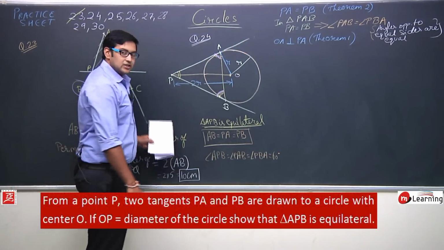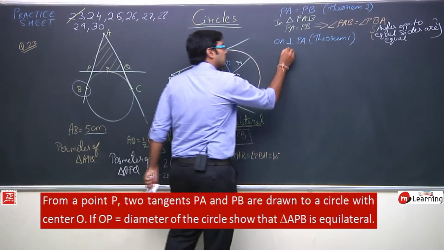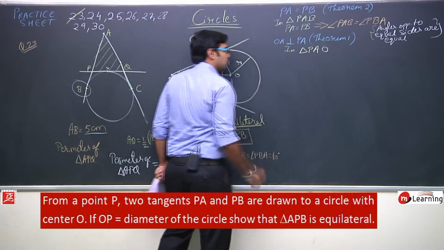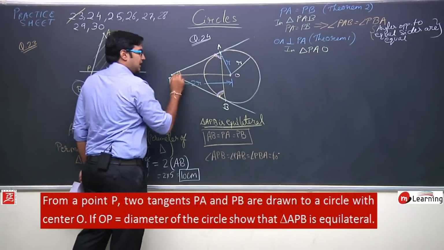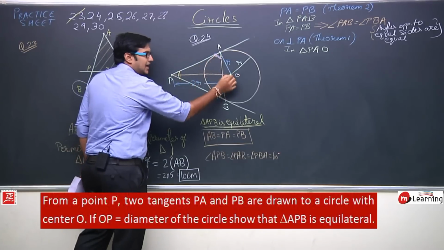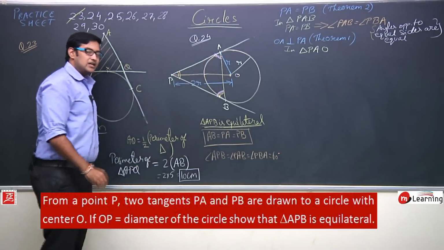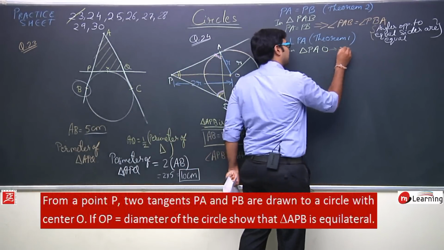Now, after this, if you observe triangle PAO, triangle PAO is a right angled triangle at point A. Right angled at A. This is a right angled triangle, right angled at A.